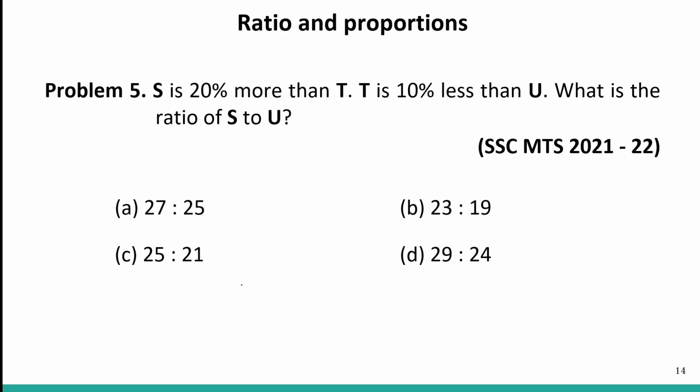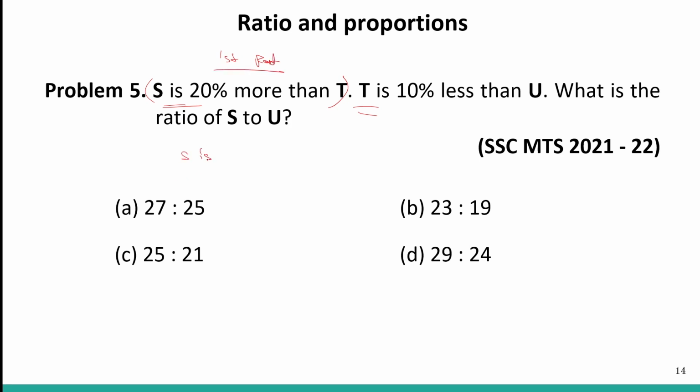So let's see problem number 5. If S is 20% more than T and T is 10% less than U, what is the ratio of S is to U? So S is 20% more than T. What we are given here is a word problem. So let's break it down as we have previously discussed. It is best to break down a word problem into sub-word problems. So let's get the first part.